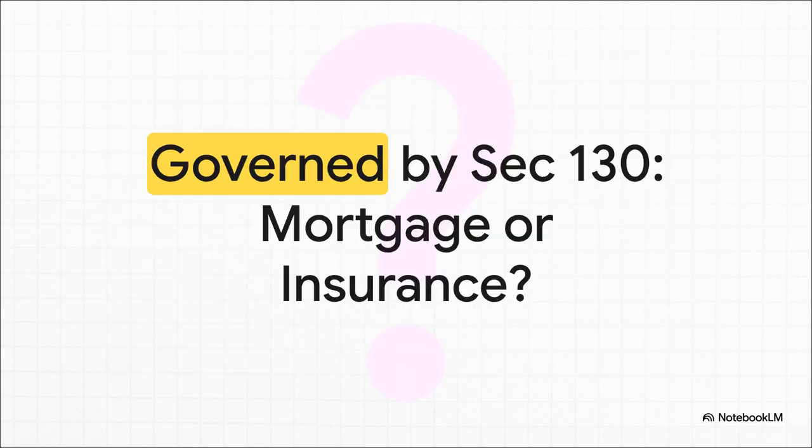I'll leave you with this scenario. If a client wants to transfer an unpaid mortgage debt and an unpaid insurance claim, which one is strictly governed by Section 130? Think about it. I am challenging you to remember the crucial exclusion of secured debts we discussed at the very beginning. Only the unsecured insurance claim is an actionable claim under Section 130. The mortgage debt is secured by immovable property.